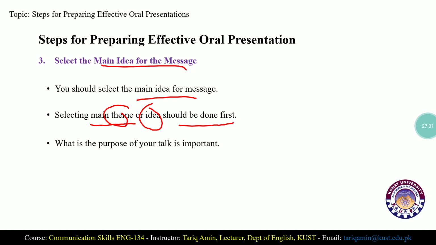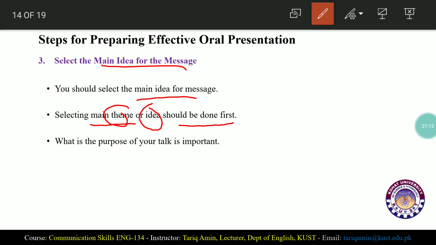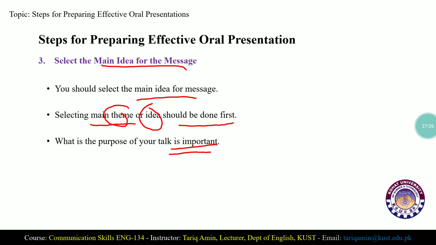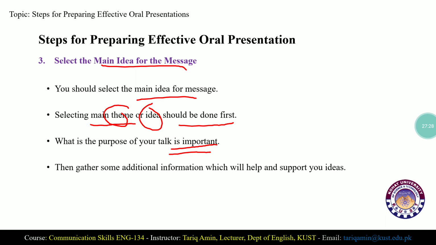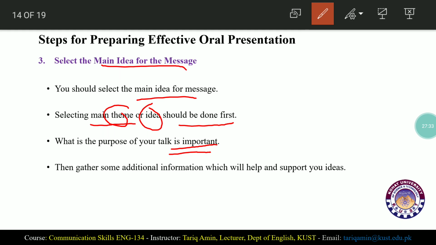After selecting the main theme or the main idea of your presentation, you should collect some supporting material for that. The purpose of your talk is very important. You should think of the different purposes behind your talk, and then gather some additional information which will help and support your ideas.